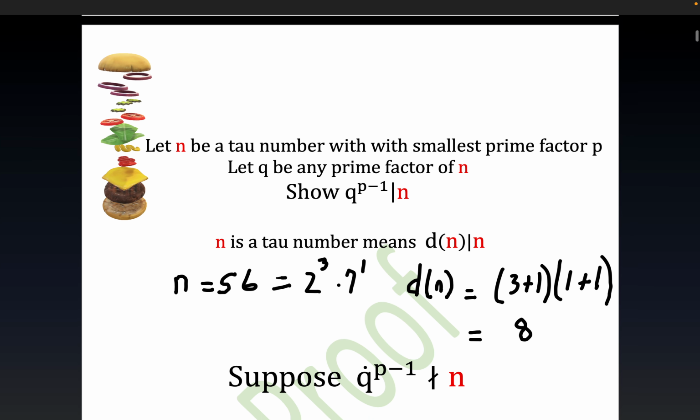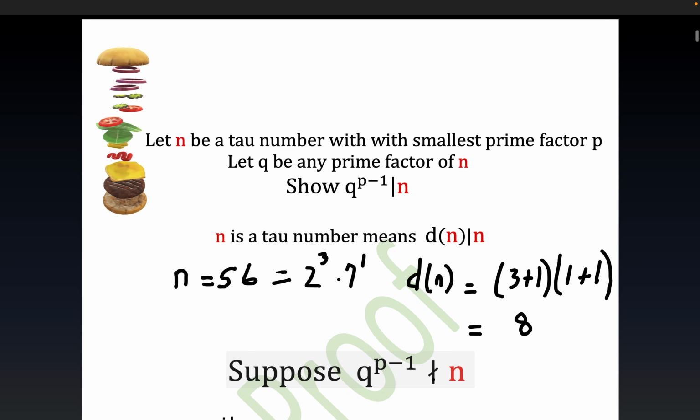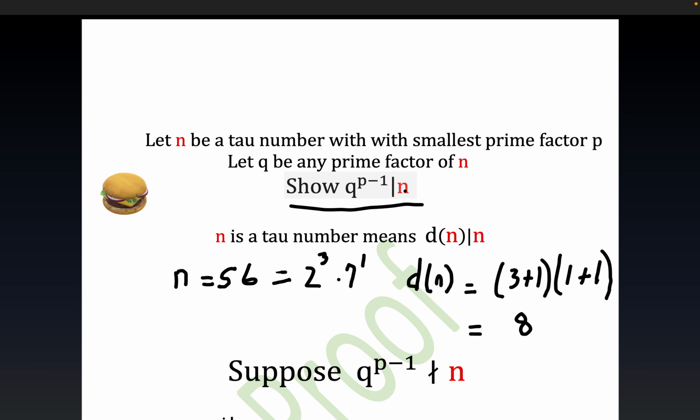But anyway, we're going to suppose the opposite of what we're trying to show. This is just a classical contradiction proof. We're trying to show this statement right here, that q to the p minus 1 must be a divisor of n. Since n is a town number, we're going to suppose the opposite. You see this negated relation here. It does not divide. Okay, it does not divide.